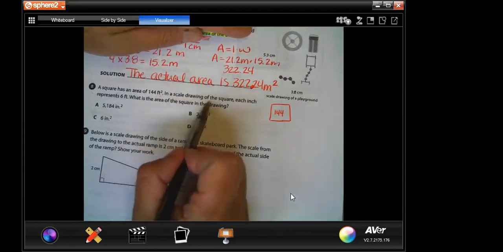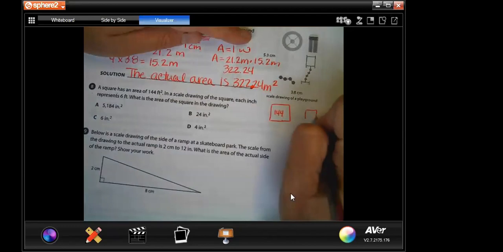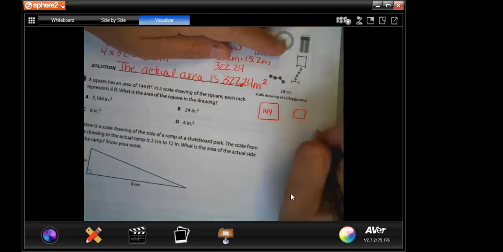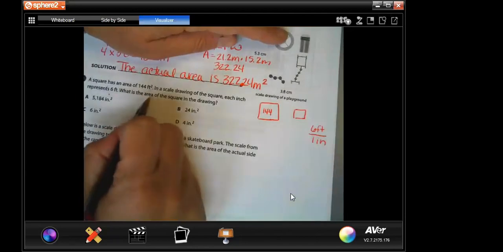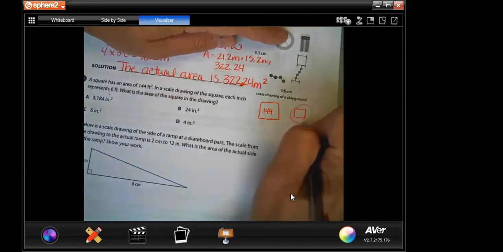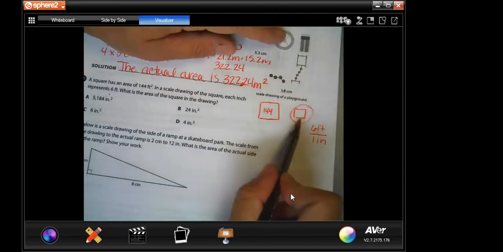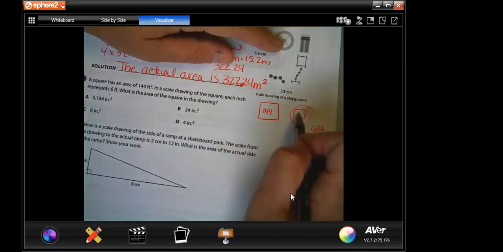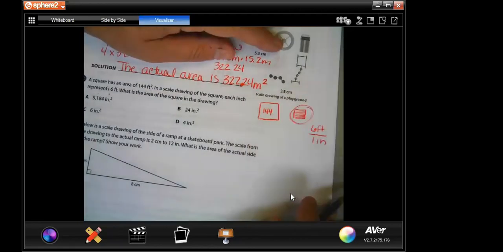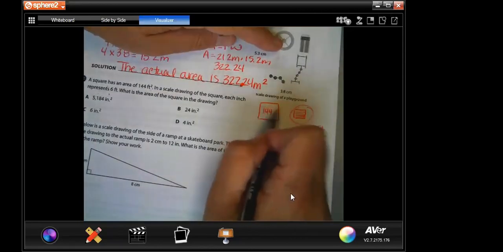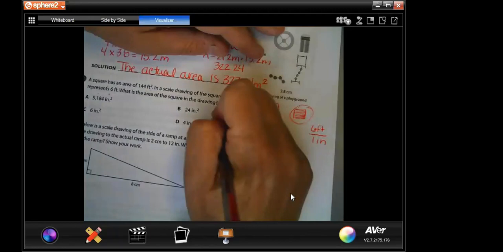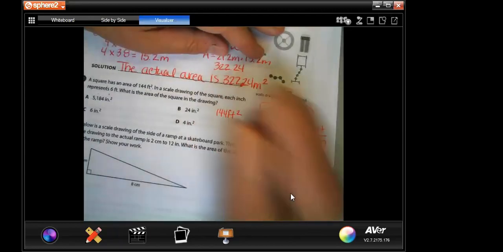In a scale drawing of the square, so here's my scale drawing of the square, each inch represents 6 feet. So 6 feet is to 1 inch. What is the area of the square of this drawing? So I need to find this area of the square. Now here's where it gets a little bit tricky, because they don't give us dimensions. They're looking for the total area of this. And what we have to compare it to is this right here. So we know that this is 144 feet squared.